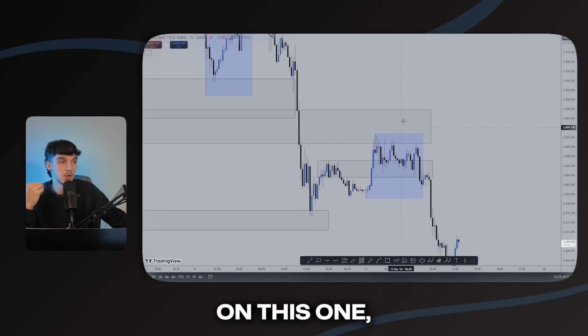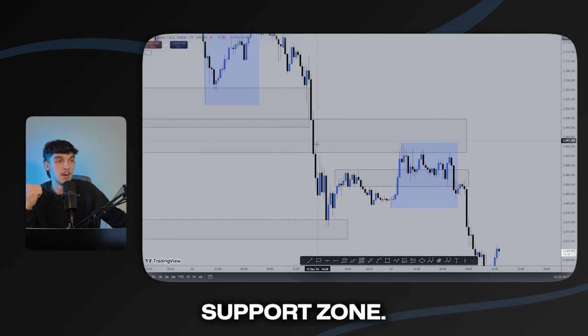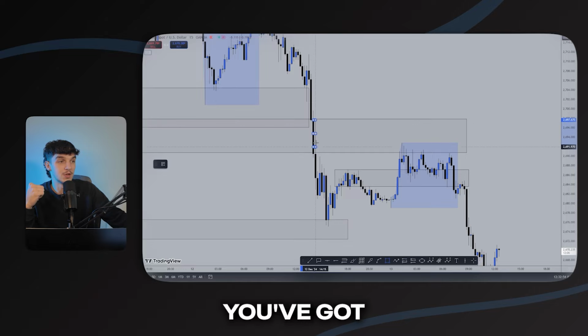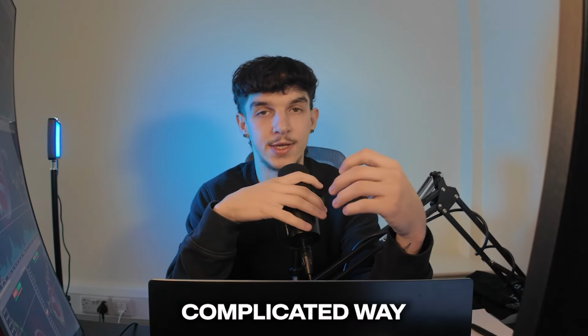For example, on this one, we're looking for this breaker. Potentially, we're going to be looking for that previous support zone. And we also have an imbalance by here. So we could be adding those two together, and then you've got two areas of confluence to trade from there. So this is not a complicated way to trade.